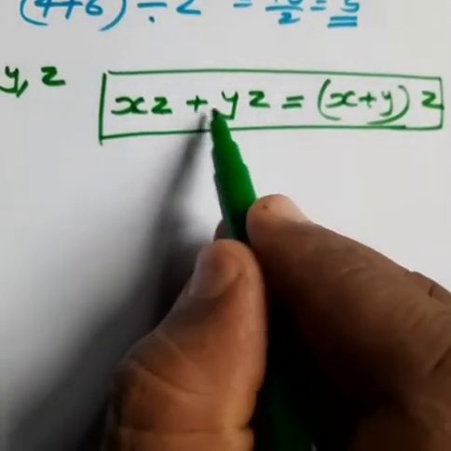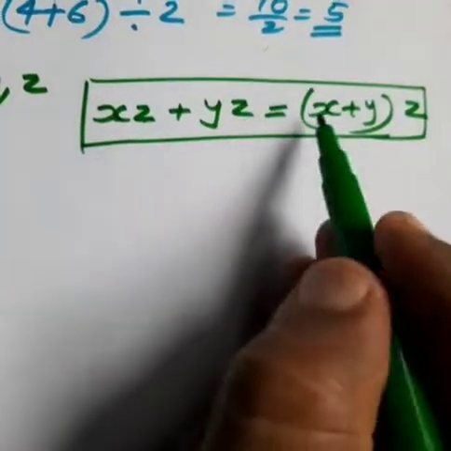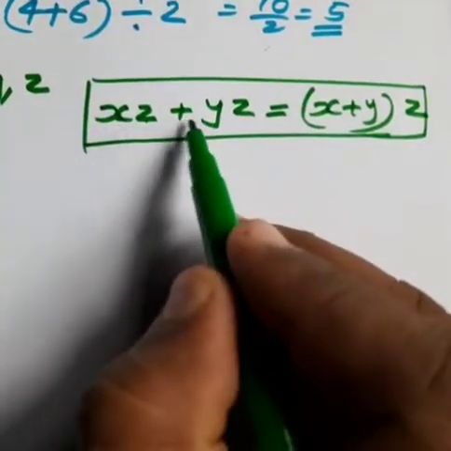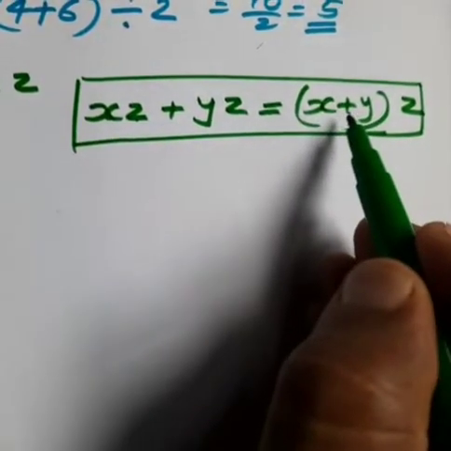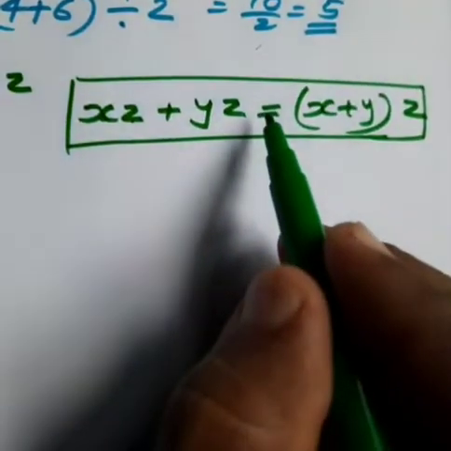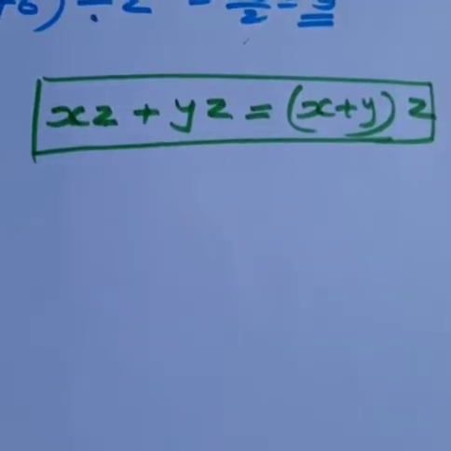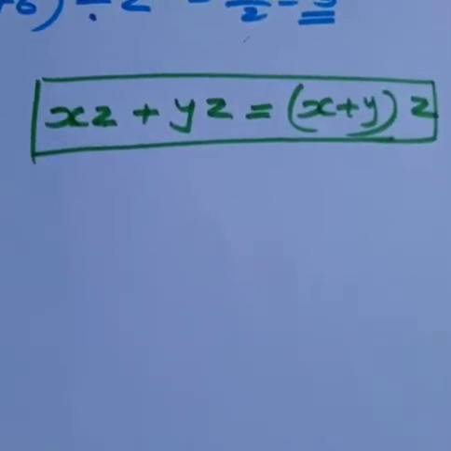x into z plus y into z is equal to x plus y into z. So z is common here. So instead of multiplying and adding, you can write this directly. You can add the sum and multiply z. This is the general equation for adding. Then the same for subtraction also.